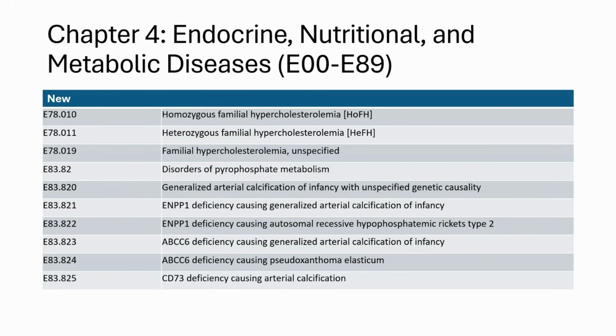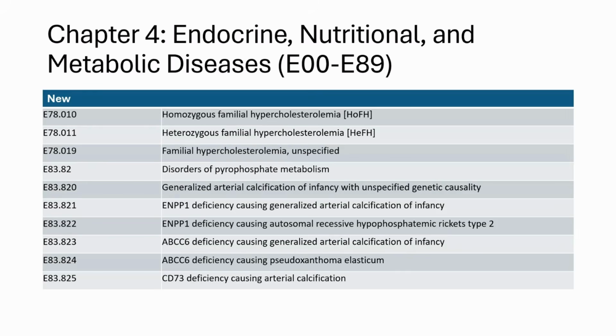We also have a new group of codes under E83.82, disorders of pyrophosphate metabolism. That helps regulate calcium in the body, and when metabolism breaks down, calcium can build up in the blood vessels, the skin, or the bones. This new, more detailed code allows coders to capture rare genetic conditions, such as arterial calcification of infancy, ENPP1 deficiency, ABCC6 deficiency, and CD73 deficiency.